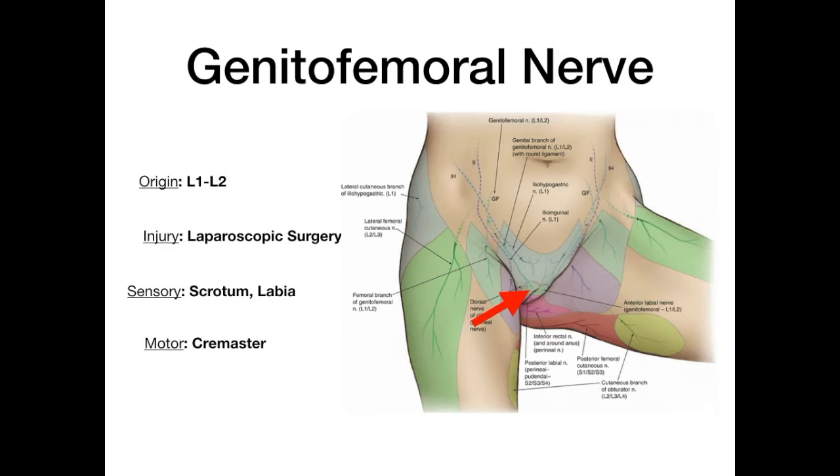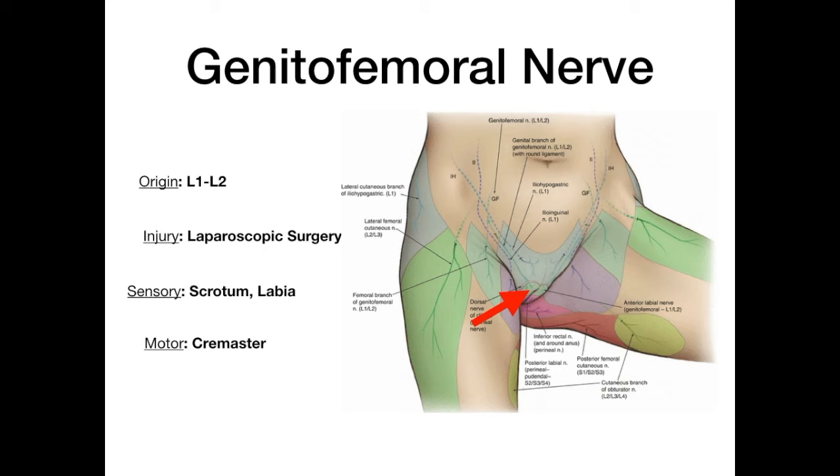Let's go into the genitofemoral nerve. The genitofemoral nerve arises from L1 to L2, and this mechanism of injury is classically laparoscopic surgery. The sensory distribution of the genitofemoral nerve goes to the scrotum and the labia, and you see that depicted here on the slide where the red arrow is pointing. Motor control for the genitofemoral nerve is the cremaster muscle.